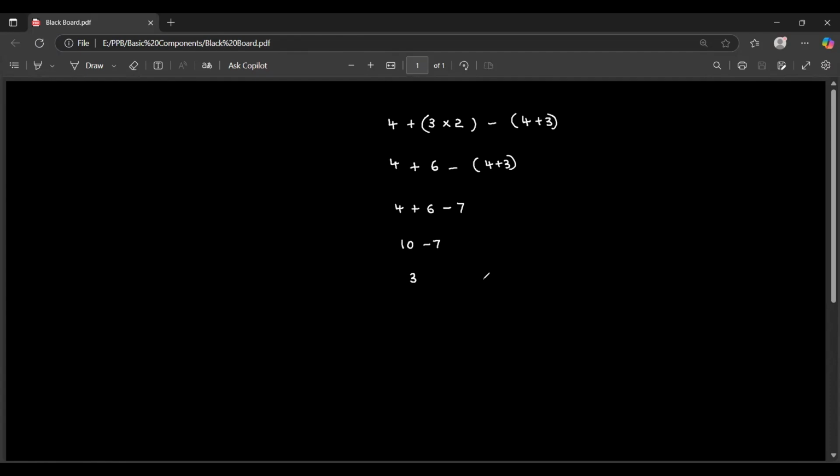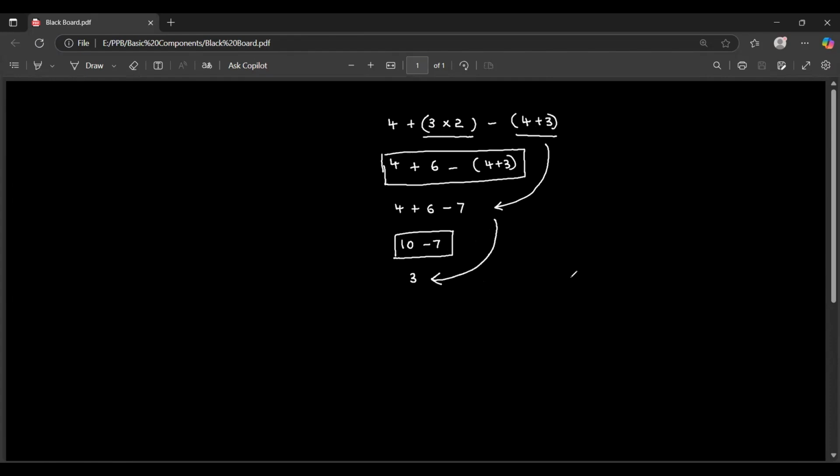You can either do it like this, or since these two have the same precedence, you can skip this step and go directly here, because addition and subtraction have the same precedence, so the order doesn't matter. So how did you come to this? Obviously you started at the first point, but then we learned to do it this way, right?